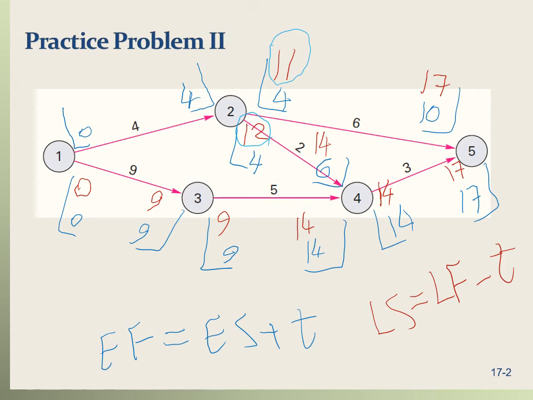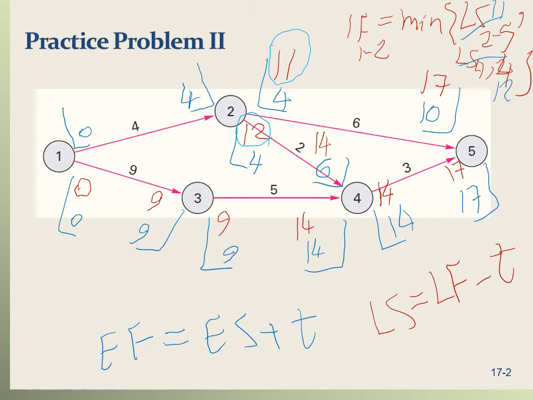So this means that the late finish of activity 1 to 2 is equal to the minimum late start of activity 2 to 5 and the late start of activity 2 to 4. So that's the minimum of, this is 11 and this is 12. Minimum of 11 and 12, that's 11. So the late finish of activity 1 to 2 is 11.